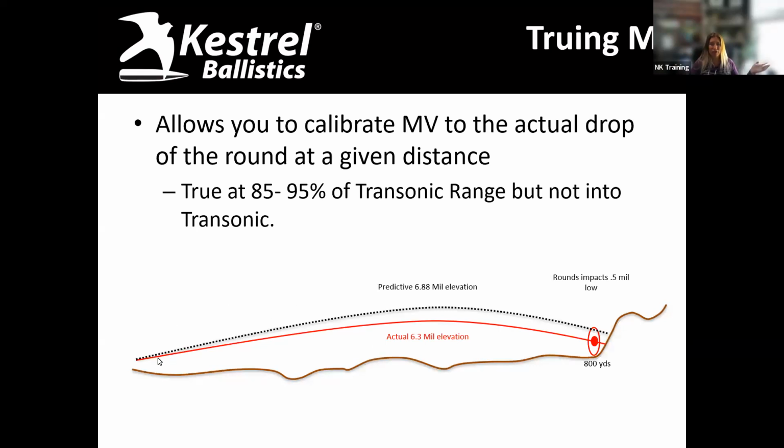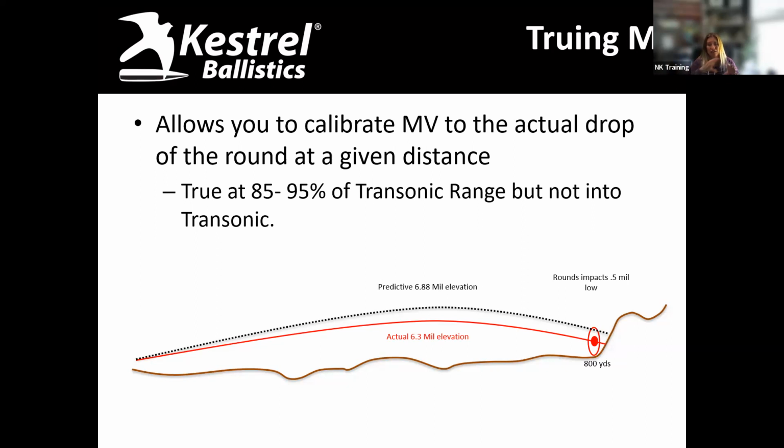When we talk about truing, we go all the way out close to transonic without actually going into transonic. So we want to stay within about 15% of that transonic range, not into the transonic range, but as close as we can to it.